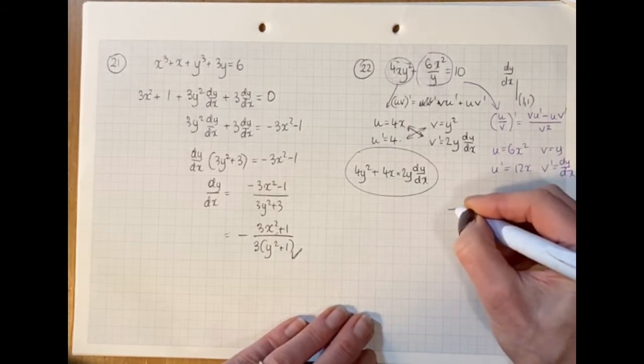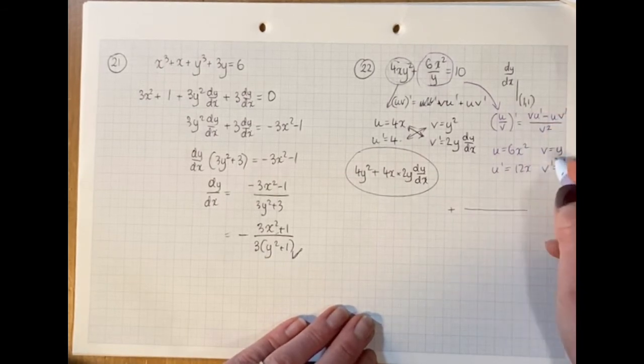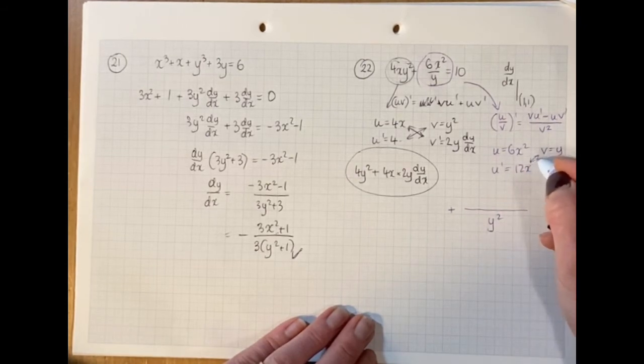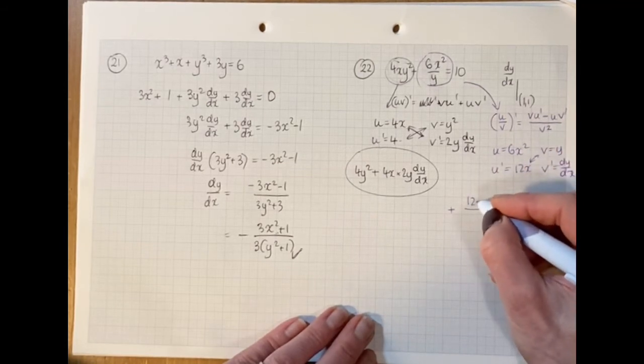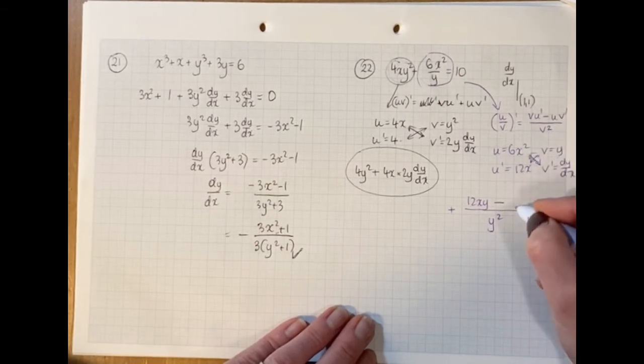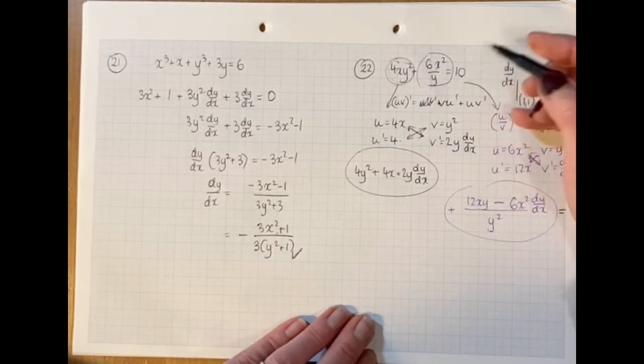Let's combine these into the correct expression. So v squared goes in the bottom. On the top, we're going to have v times u dash, so 12x times y, minus these two times together, so it's 6x squared dy/dx. So this is the second part, and all of that is going to be equal to whatever 10 differentiates to, which is 0.